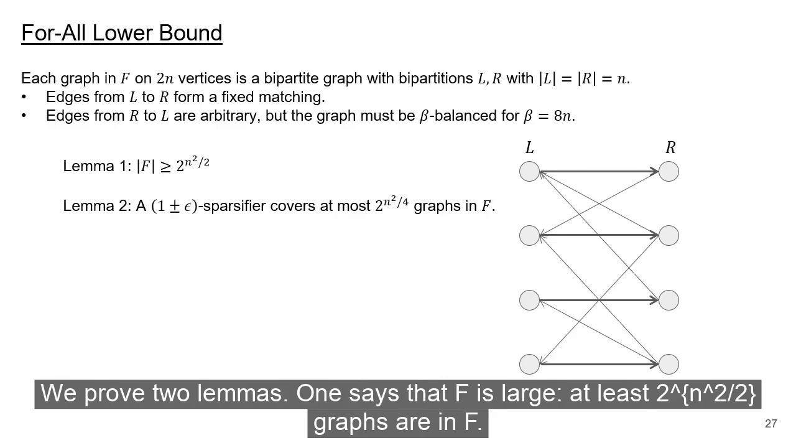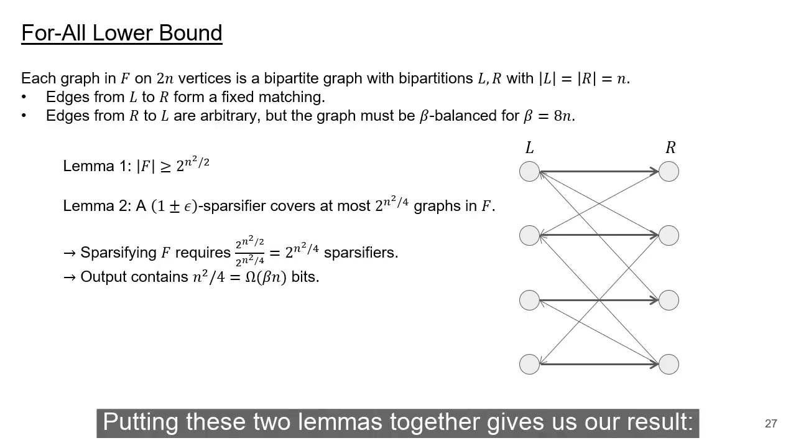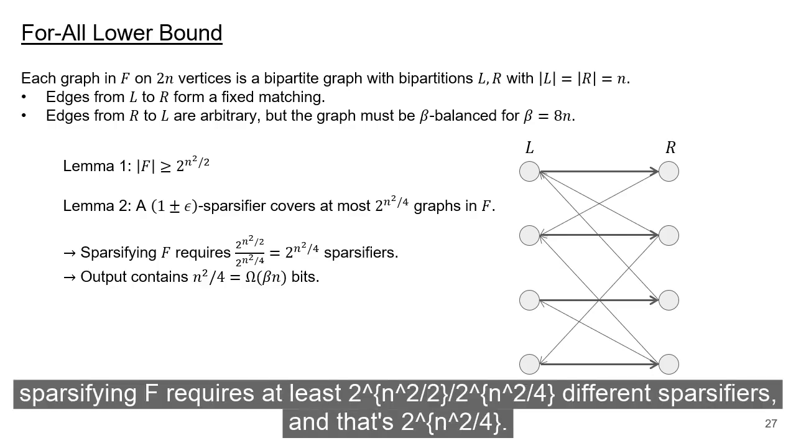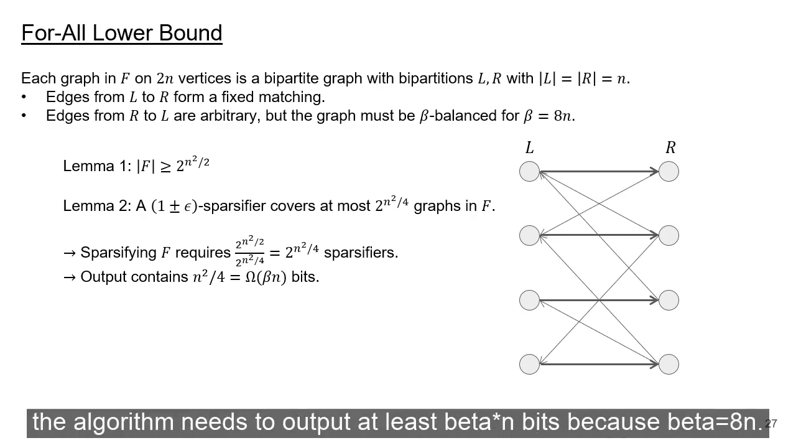One says that F is large: at least 2 to the n squared over 2 graphs are in F, and a 1 plus minus epsilon sparsifier covers at most 2 to the n squared over 4 graphs in F. Putting these two lemmas together gives us our result. Sparsifying F requires at least 2 to the n squared over 2 divided by 2 to the n squared over 4 different sparsifiers, and that's 2 to the n squared over 4. So in order to output this many sparsifiers, as we said before, the algorithm needs to output at least beta n bits, because beta equals 8n.